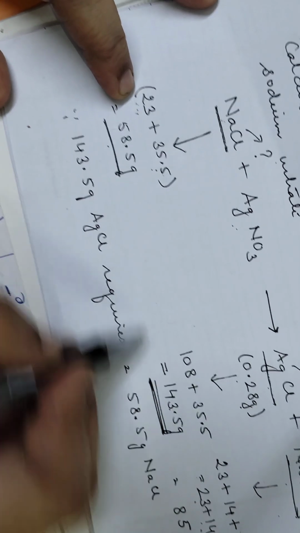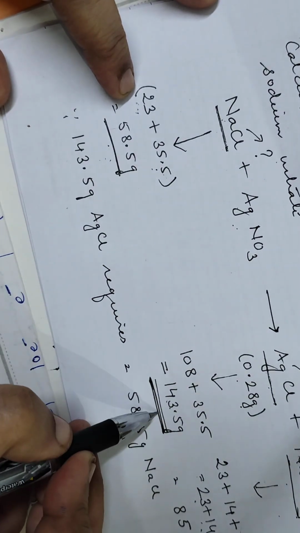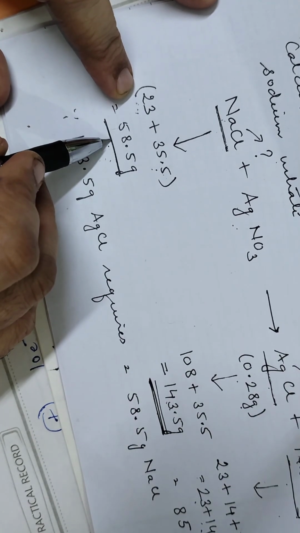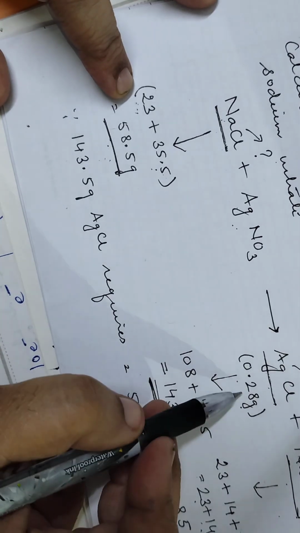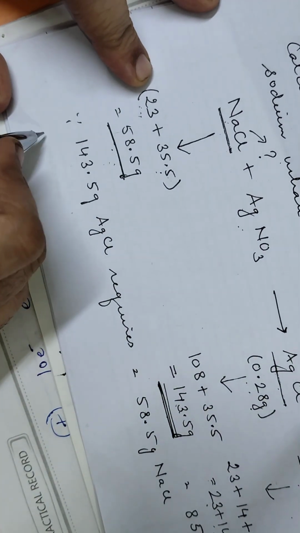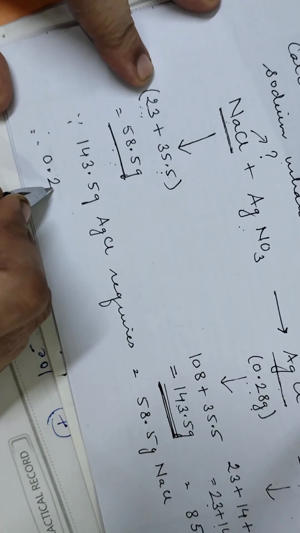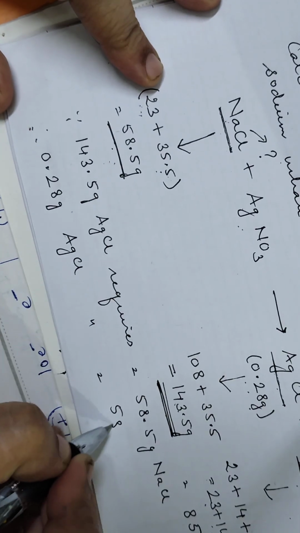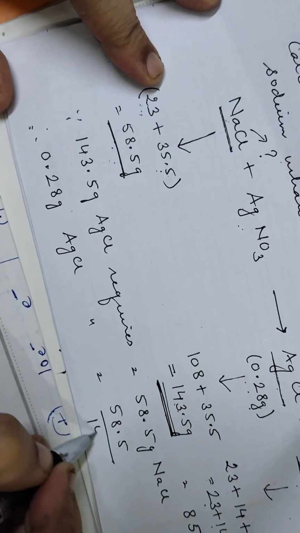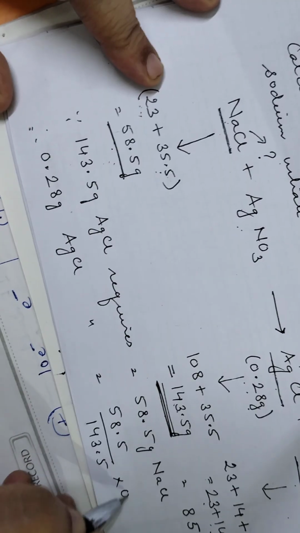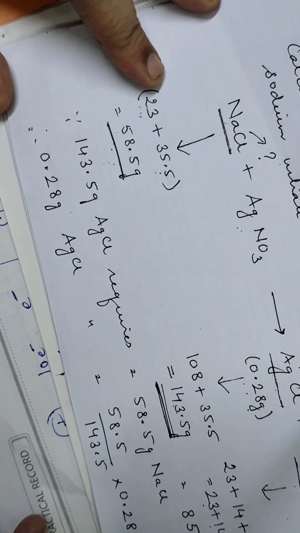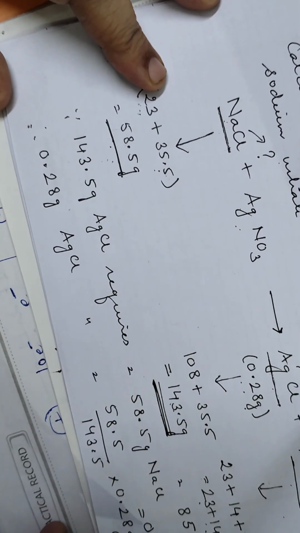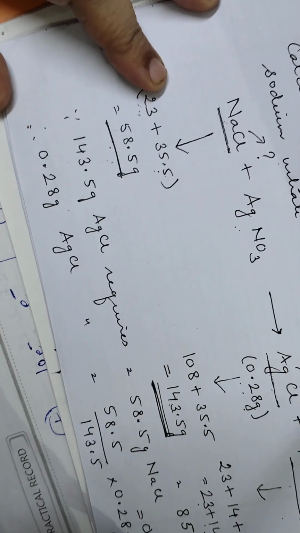But how much is given to us? 0.28 gram. तो ये तो मैंने GMM को इक्वेट करा कि 143.5 ग्राम अगर इसका GMM है तो 58.5 ग्राम हमारा NaCl लगेगा. लेकिन दिया आपको कितना है? 0.28 ग्राम. So we will calculate for 0.28 gram of AgCl. 0.28 gram of AgCl will require 58.5 upon 143.5 into 0.28 gram. And when you calculate it, it comes out to be 0.114 gram NaCl.